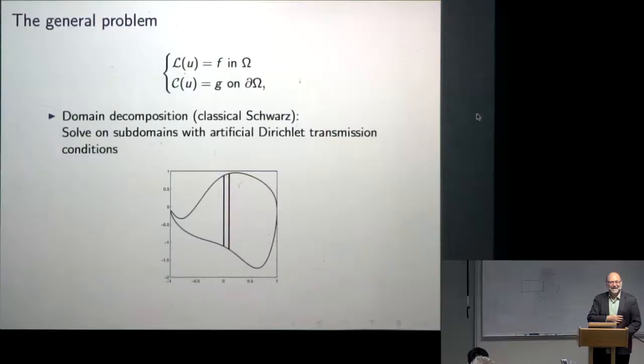Okay, so 20 years ago or 30 years ago, people, Jacques-Louis Lions to be precise, said, okay, well, I can do this to solve numerically. And we call this the alternating Schwarz method. Of course, it doesn't have to be this shape, it doesn't have to be anything that I know. This is just an example. So let me repeat, okay? The general idea is I have two domains.